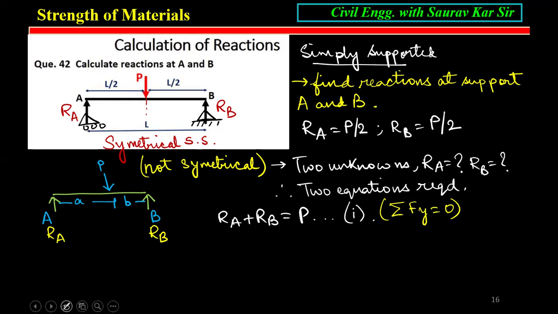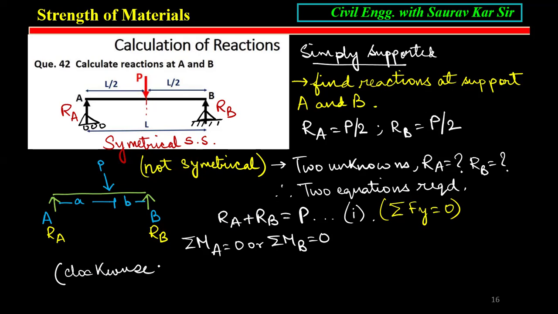Now, the second equation is the summation of moments about A equals 0, or you can find the summation of moments about B equals 0. So what will you find out, the moments? Here in this case, I always told you, in truss, in arches and in beams, it is the same case: clockwise moment equals anti-clockwise moment.